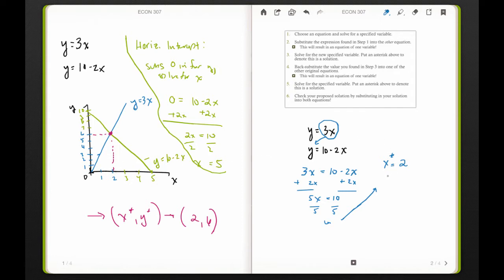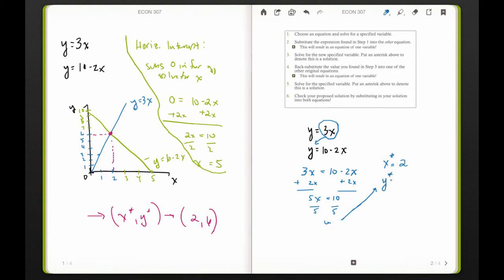And that's only half the problem, right? Now what I need to do is back substitute this value, x star equals 2, into one of the equations, and see what y star is. Just to double check myself, I'm actually going to substitute x star into both equations and make sure I come out with the same y.